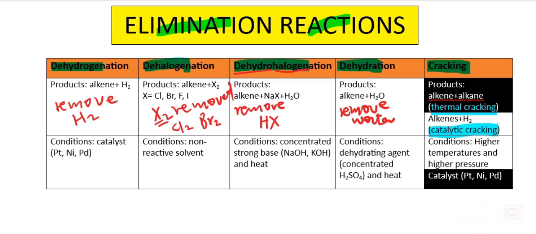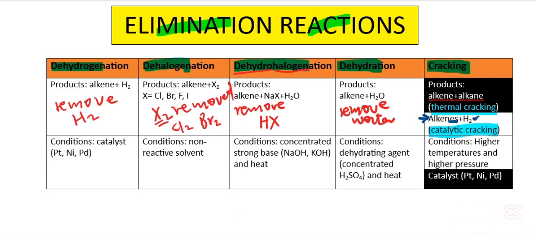Alright, so the products that we get in each type of cracking: a product with thermal cracking will be alkene and hydrogen. Then with catalytic cracking, the products that we get there are alkene and alkane. So we have a product which is alkane and alkenes.